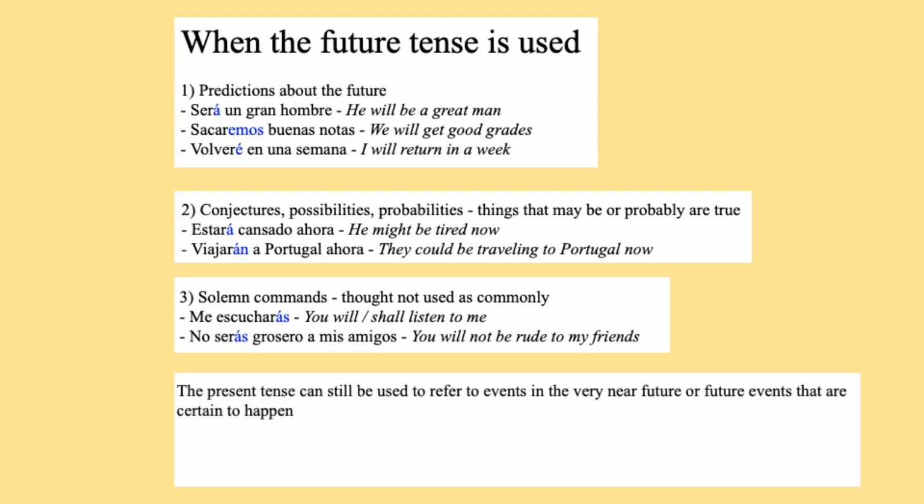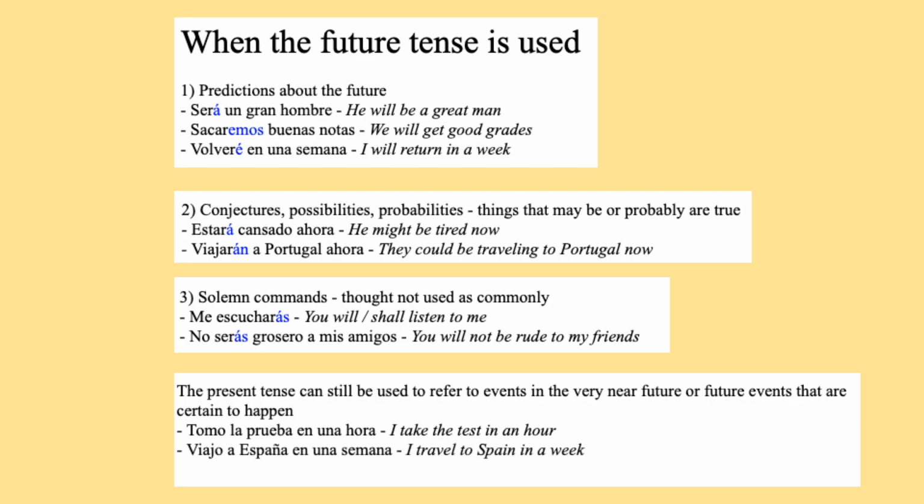I did mention in the lesson on the present tense that you can still use the present tense when referring to events in the very near future or events that are certain to happen. Tomo la prueba en una hora. Viajo a España en una semana. Es obvio que el sol sube y baja mañana. So again, if an event will occur in the very near future or if it is certain to happen, you can still use the present tense.